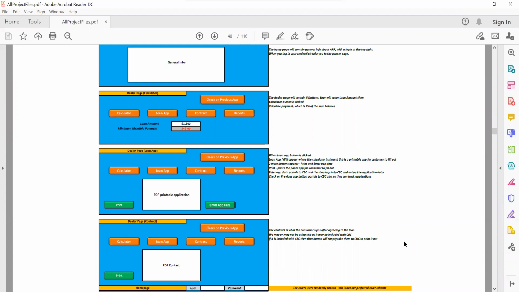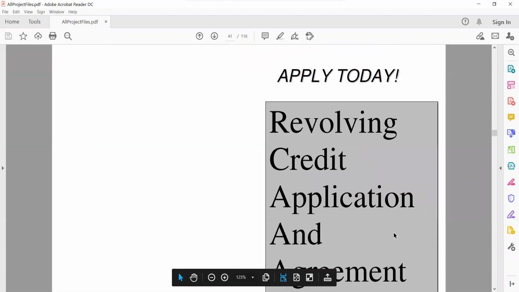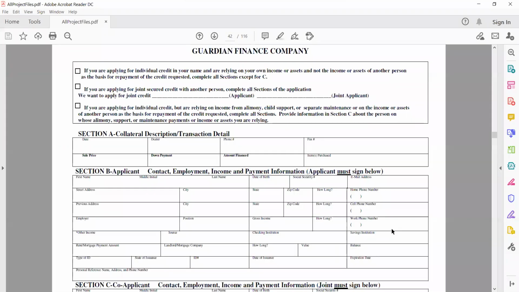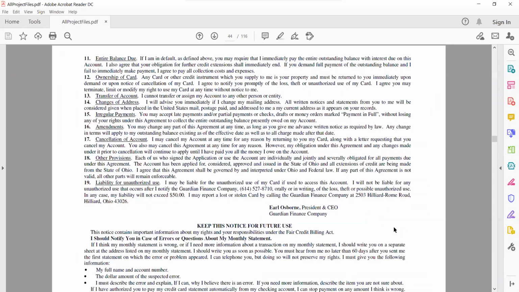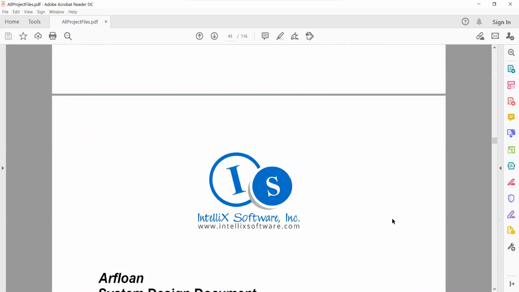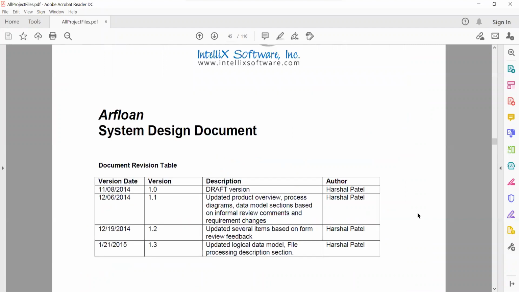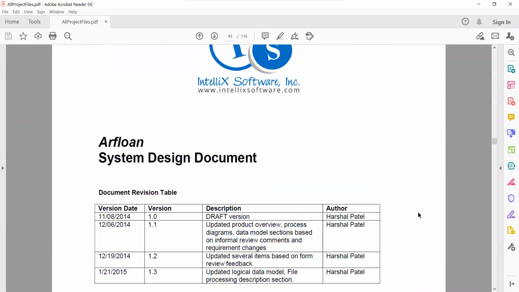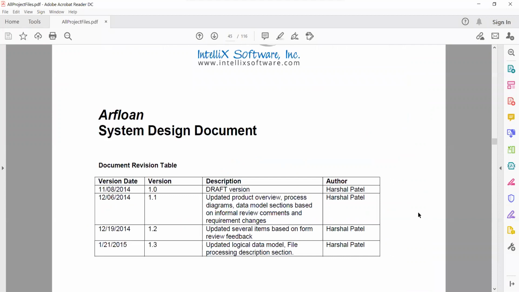Continue, Arshul. Here's an example of a sample PDF file. It gives you what kind of information you need to collect when you're submitting a credit application. Okay. Let's go. So that was the user point of view of a requirements document.